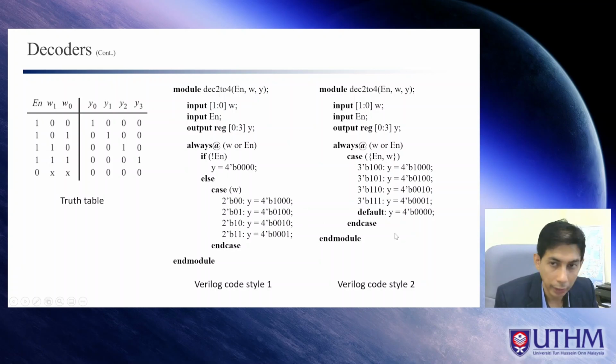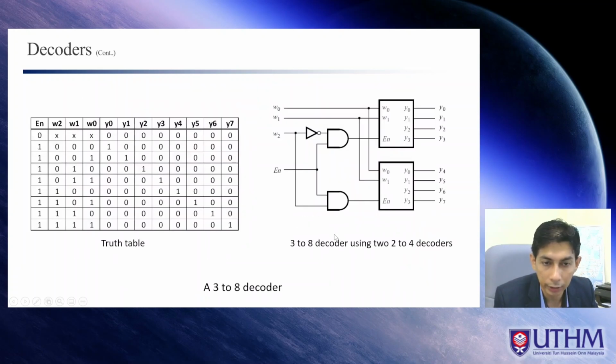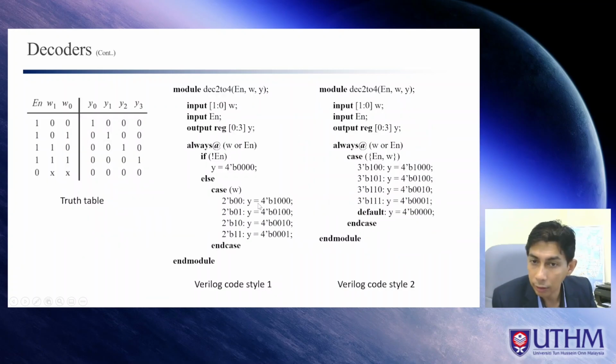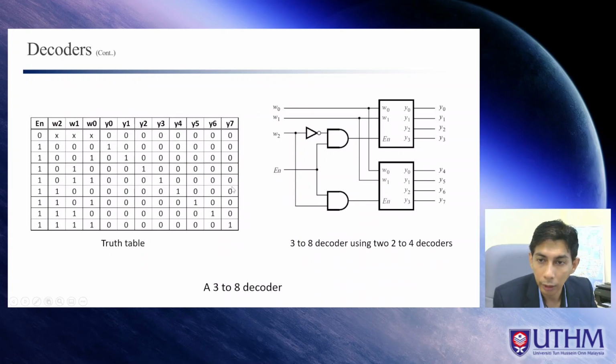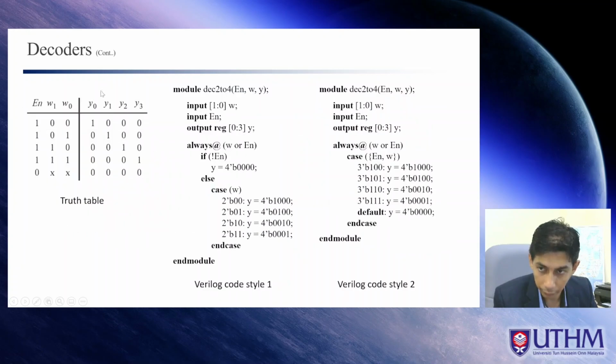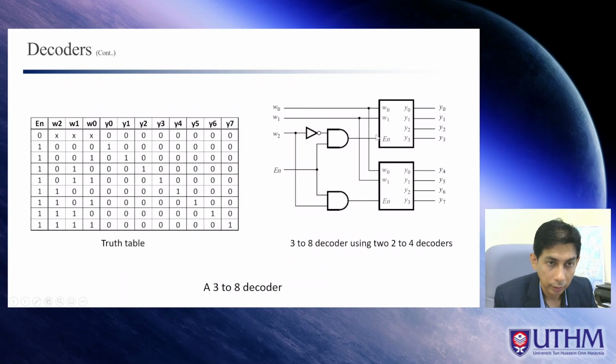Okay, so that will be the decoder. Another decoder is the 3 to 8 decoder, right? This is 2 to 4, and we have the 3 to 8 decoder, and this is the truth table. And you can also create the 3 to 8 decoder using two 2 to 4 decoders, right? So this is the 2 to 4 decoder that we have created here, and we reuse it again here, and the connection is like this, all right?